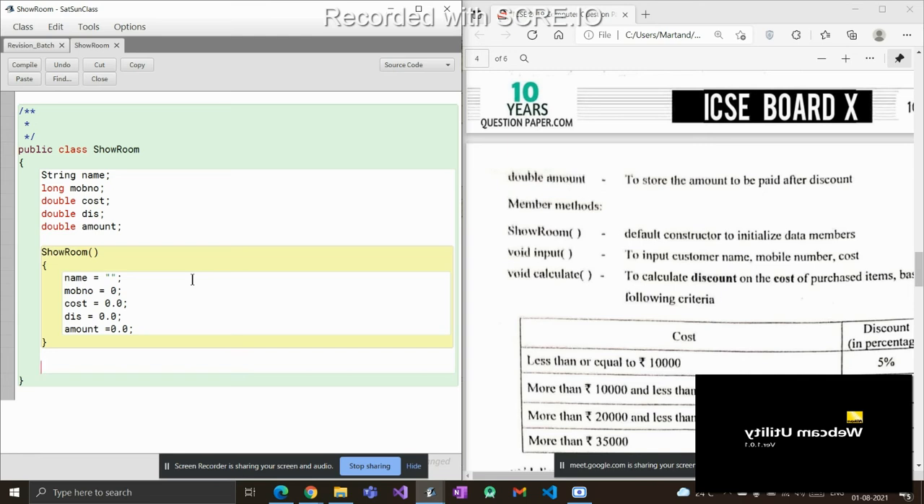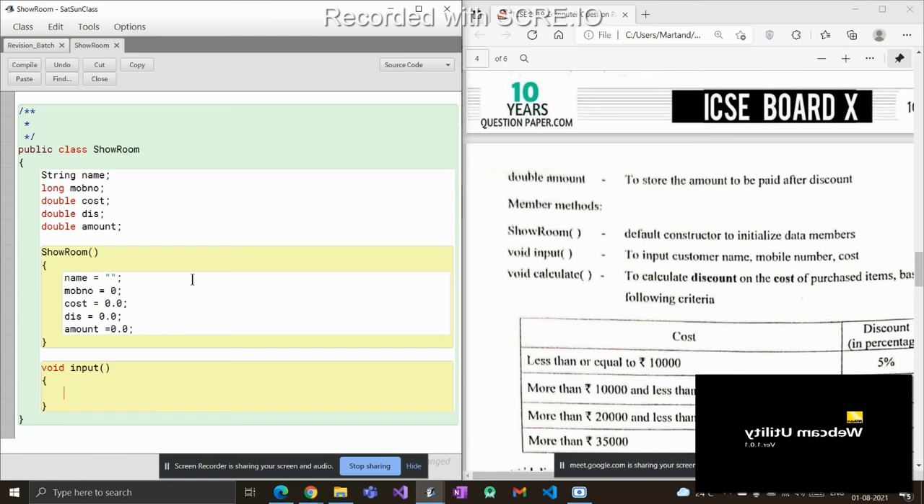Okay, then it says void input. So you'll be writing void input as it is given. Don't do it on your own, except as it is displayed. It's given as input, so you'll write input over there. Once input is given, there is no parameter inside it. Don't give any parameter. And then open and close curly bracket. It says that you have to accept. See over there what all things are asked to accept from the user. It says accept name, mobile number, and cost. That's it. So you will be just writing that much.